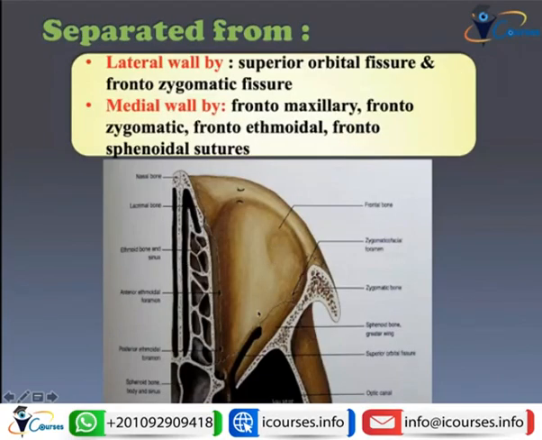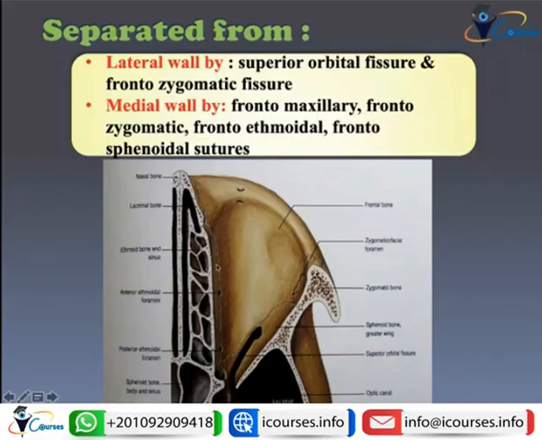The roof is separated from the surrounding structures by different structures, meaning that the roof will be separated from the lateral wall by a fissure. This fissure is called the superior orbital fissure. You can see that this is the orbital plate of the frontal bone. It is joined to the lateral wall anteriorly, while posteriorly it is separated by a fissure called the superior orbital fissure. Anteriorly it is just separated by sutures separating the frontal bone from the zygomatic bone, just the frontozygomatic suture.